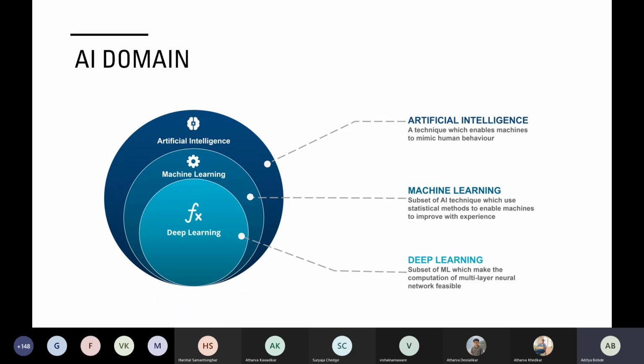And again, the craze came off with machine learning and deep learning. So machine learning is a kind of subset of AI. Now this is a proper step which mimics the human body.